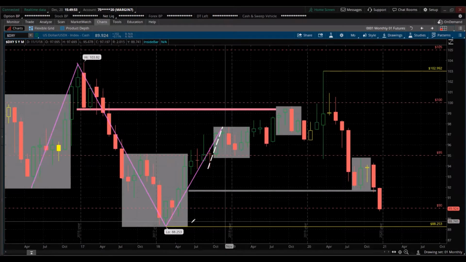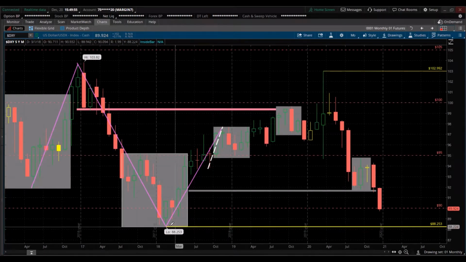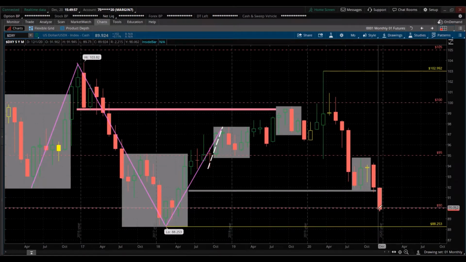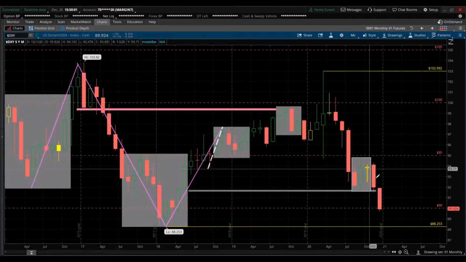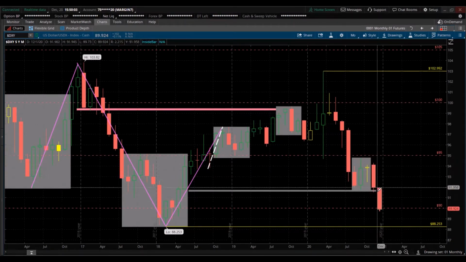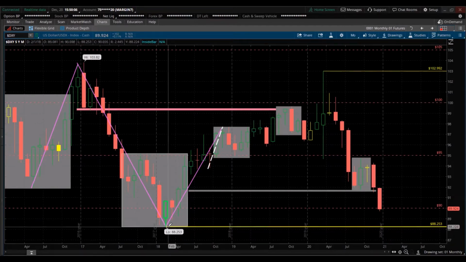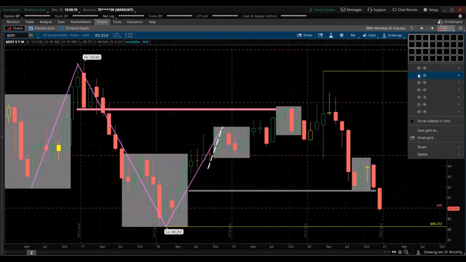This yellow horizontal line is a swing low, and we're testing the price level of 90. So right now we're in momentum. We broke out of this consolidation and the trend's going lower towards that swing low. Where do you think commodities prices are going?